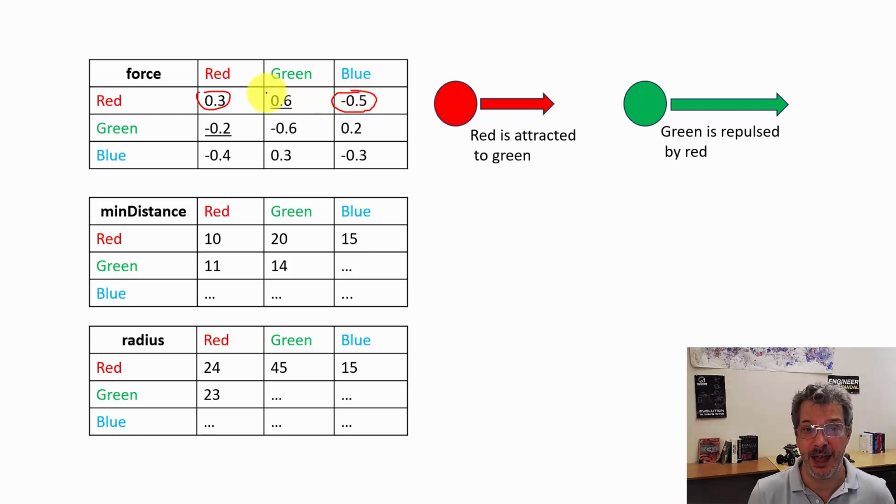And in the example I had originally, for example, red is attracted to green, so there's a positive force, but green is repulsed by red, so there's a negative force. So we'll need a table for all of the different forces between each pair of particles. We'll need another table for the minimum distances, and then we'll need a third table for the radiuses. And notice the minimum distance should be smaller than the radius of that primary force. With that in mind, we can start the programming.